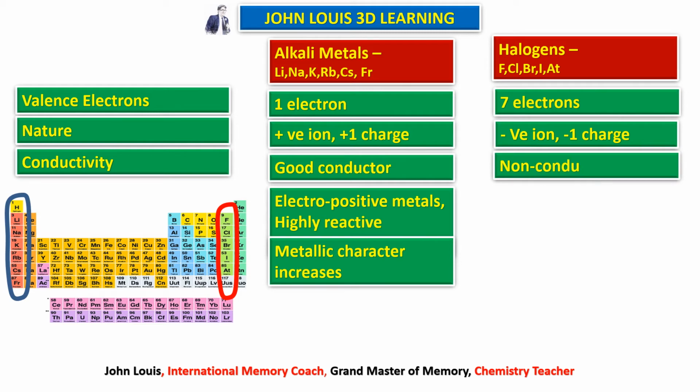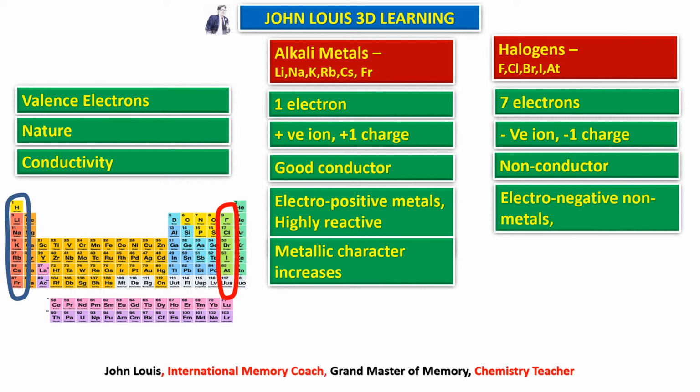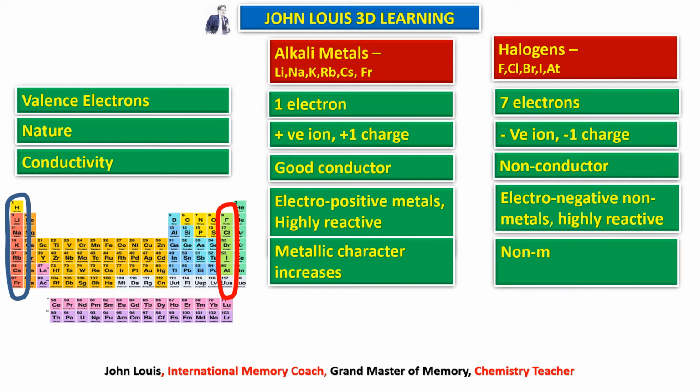Now let us see for halogens. So they are non-conductors. They do not conduct electricity. Electronegative, non-metals. They are all non-metals. They are electronegative in nature, but these are also highly reactive. Why? Because it can accept electron easily. It can gain electron. Whereas alkali metals donate electron, it can accept electron easily to become stable. That is why halogens are also highly reactive like alkali metals. And non-metallic character decreases. When we go down, the non-metallic character goes on decreasing. Okay, let's move on to the next one.